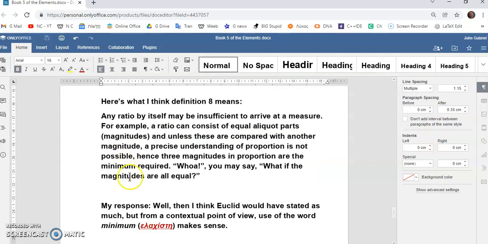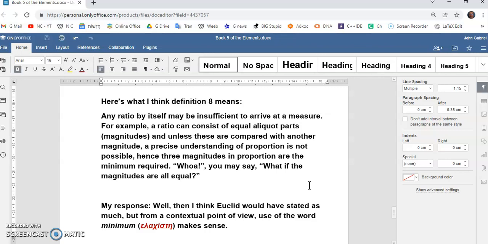So what do I think? Okay, so here's what I think. Any ratio by itself may be insufficient to arrive at a measure. Why? Because it can consist of two equal aliquot parts, right? So if the antecedent is equal to the consequent, there's not much you can say about the measure or the understanding of proportion, right? So if you have three magnitudes in proportion, then you can get an idea of the proportion of each of the ratios. And now you may say, well, wait a minute, what if the magnitudes are equal? Well, again, I think that Euclid would have stated as much, but from a contextual point of view, the use of the word minimum makes sense.